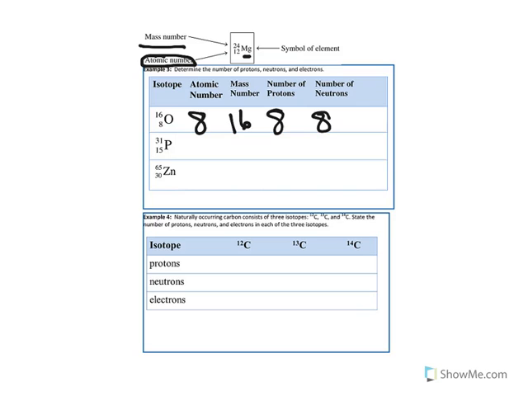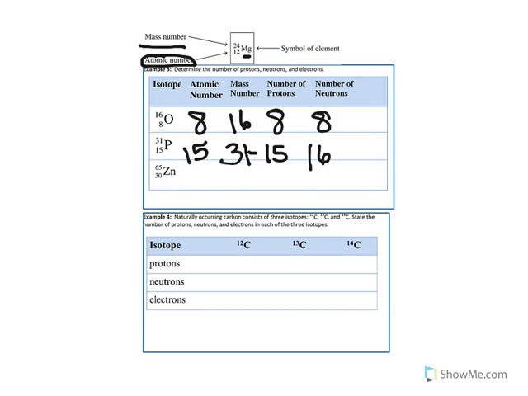Let's look at another one. Phosphorus. Phosphorus has a mass number of 31 and an atomic number of 15. How many protons does phosphorus have? Again, the atomic number tells us the number of protons. Therefore, there are 15 protons in one atom of phosphorus. The neutrons come from the mass number minus the number of protons. 31 minus 15 tells us that there are 16 neutrons in an atom of phosphorus with the mass number 31.